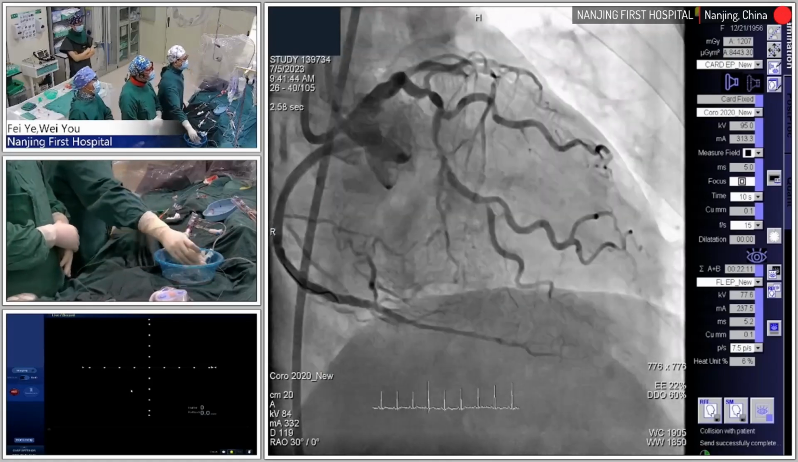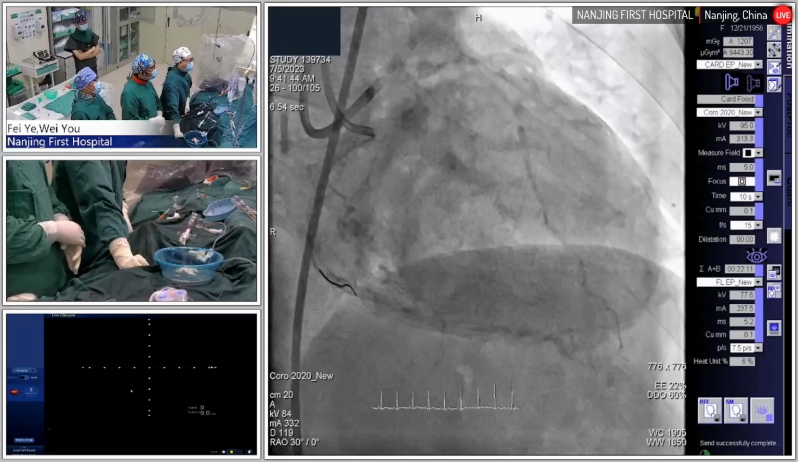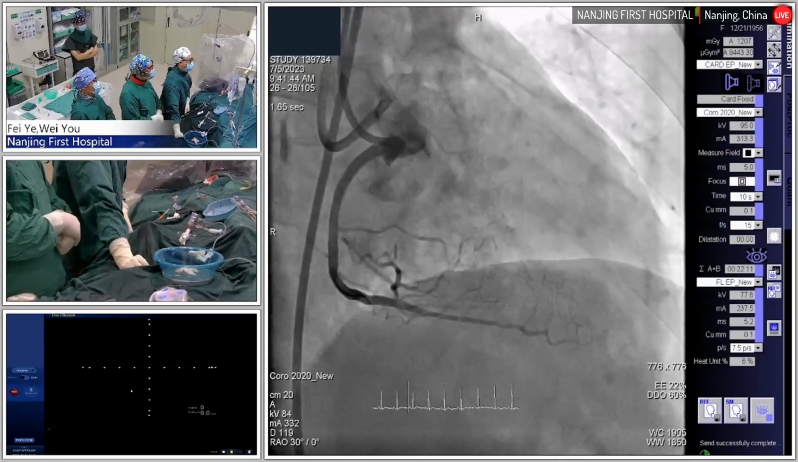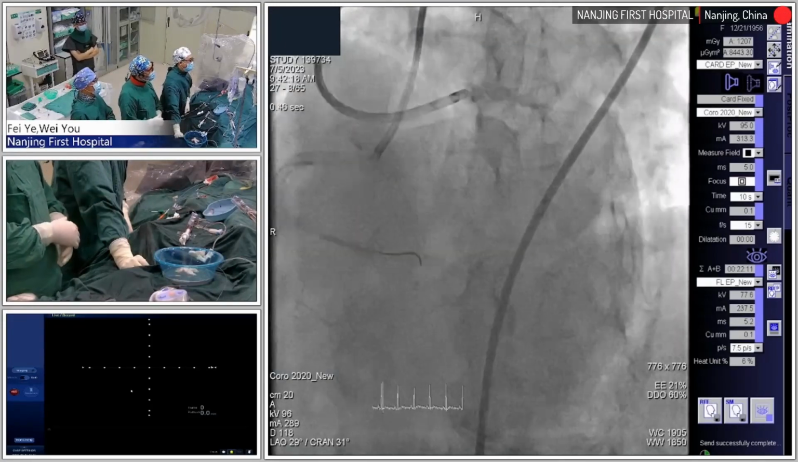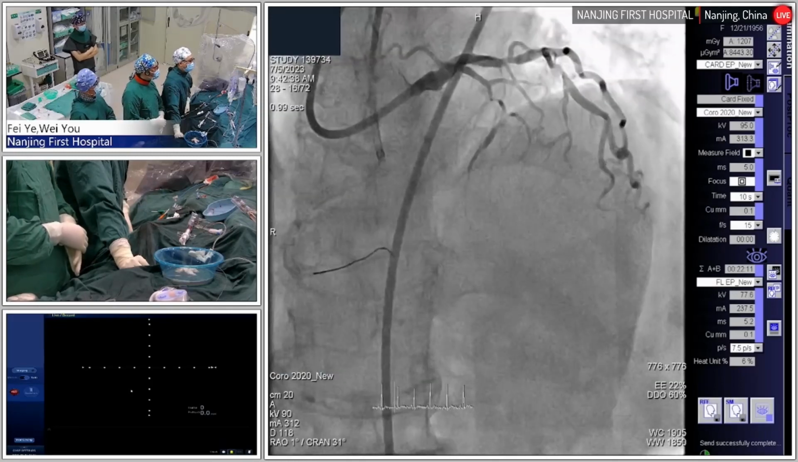You can see from this RAO cranial view, you cannot see very clearly the contralateral from the RCA. Next. Okay, next. Okay, next.